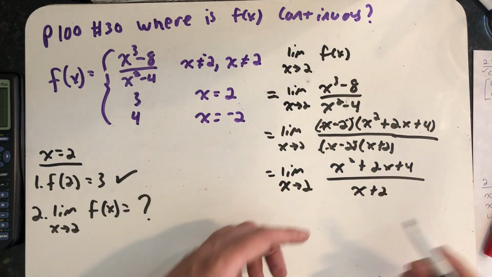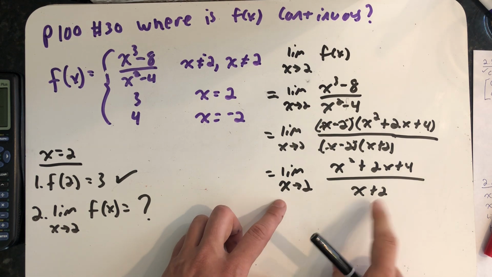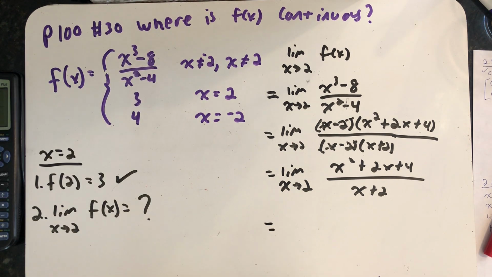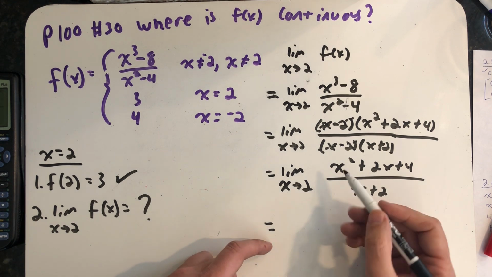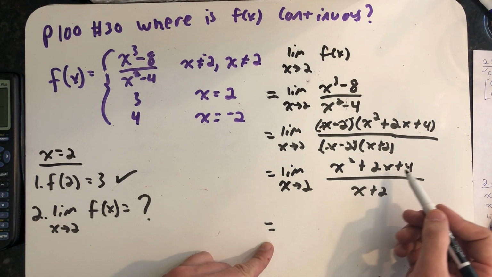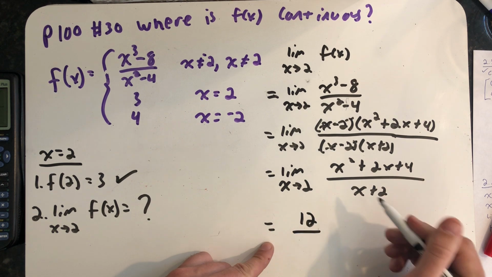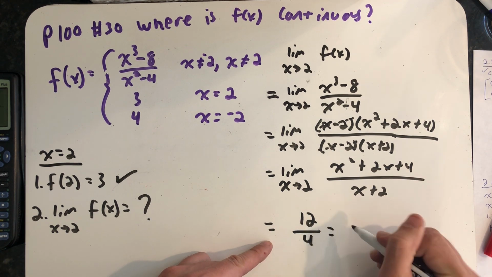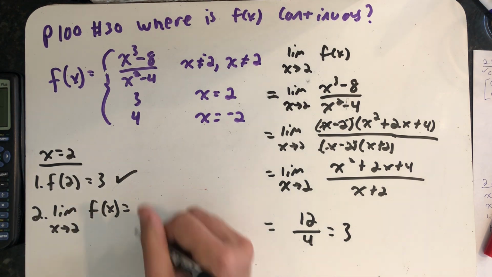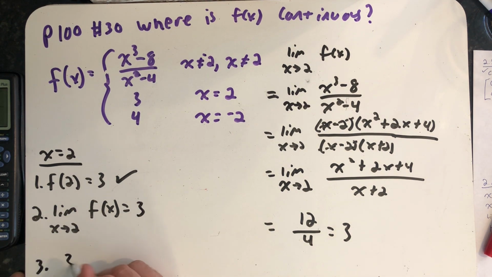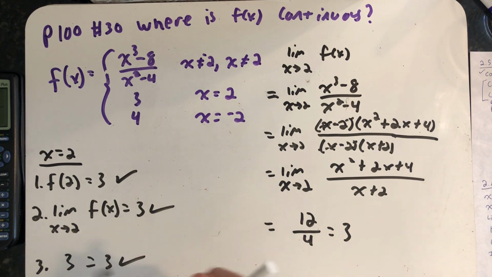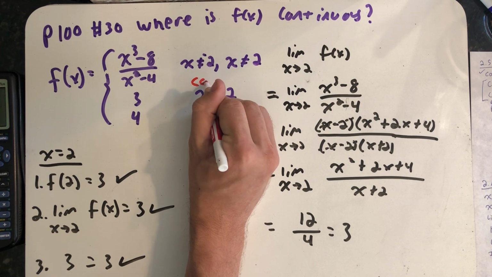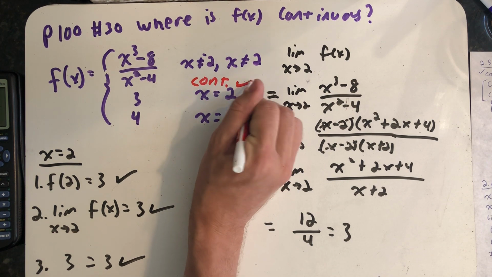Now I have a polynomial over a polynomial as x approaches 2. It doesn't give me a 0 on the bottom, so I can just plug in that value. So let's see, 2 squared is 4, plus 2 times 2 is 4, plus 4 is a total of 12. Divided by 2 plus 2, which is 4, is 3. So the limit exists and is equal to 3, and the third part of my continuity test is also true. 3 does in fact equal 3. My function is continuous at x equals 2. So I'm going to make a little note of that here. My function is continuous at 2.